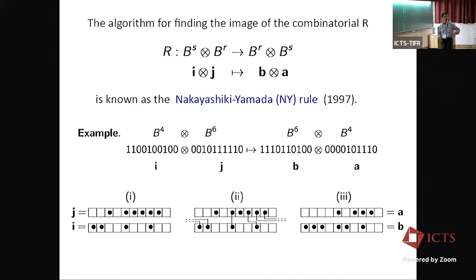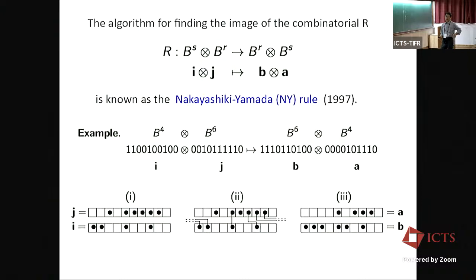So let me illustrate it in terms of examples. Let's take this element I and J from B4 tensor B6, and we have to find something here. The rule is as follows. We make it into the dot patterns here. So this I is 1, 1, 0, 0, 1, and so on. So dot, dot, nothing, nothing, 1, dot, and so on. And then you do this pairing.